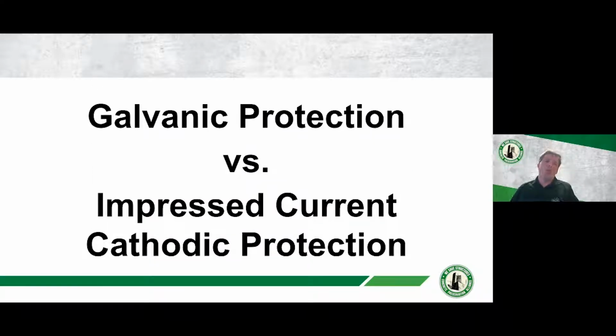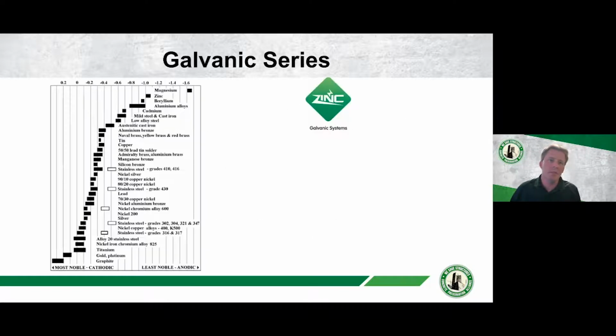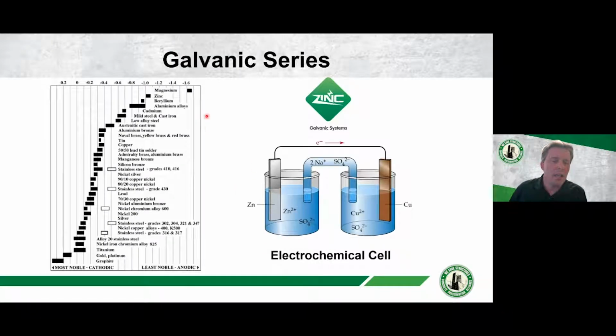So now we'll go over some of the solutions when this occurs. They can be broken down into galvanic protection and impressed current cathodic protection. In a galvanic system, what we have is we install anodes into the repairs. Those anodes are made up of zinc. Zinc is a metal that is least noble or more anodic than reinforcing steel. Mild steel's right here.